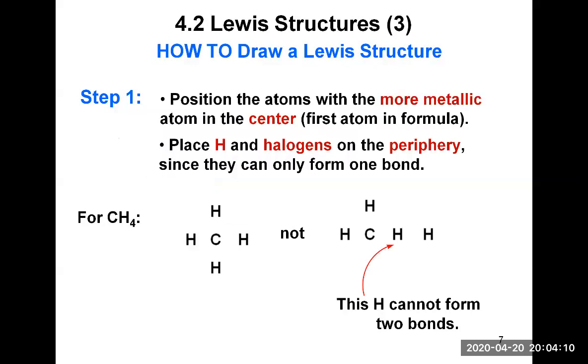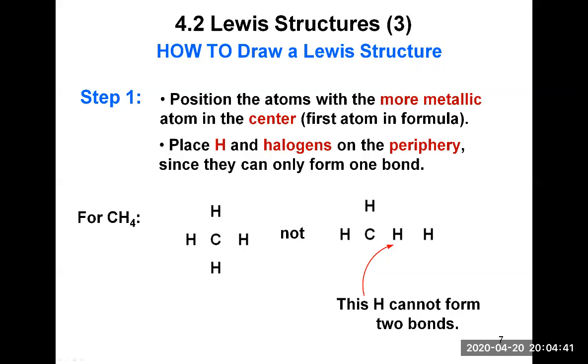So how to draw a Lewis structure? The first step is to position the more metallic atom in the center. The more metallic atom is always the first atom in the formula. So that's typically the one you will want to put in the center of your structure. And another thing to consider is that hydrogen and halogens will always be on the periphery of the structure because they can only form one bond.